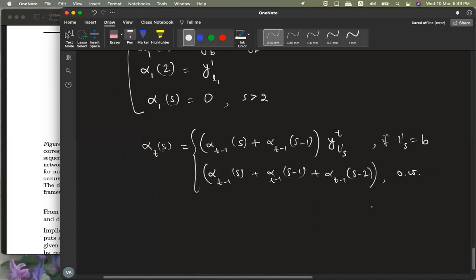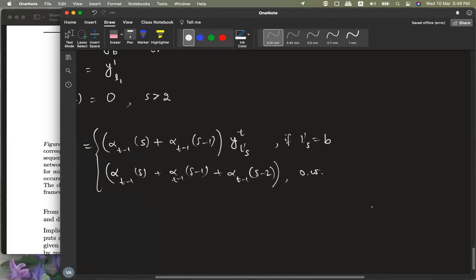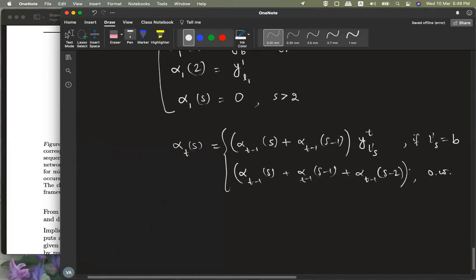Okay, so is this point clear? You should multiply here by y L dash S t. Yes, it is multiplied by y L dash S t. Thank you.